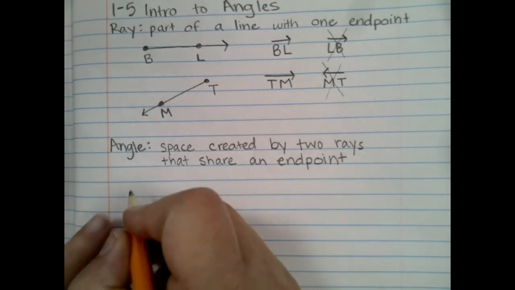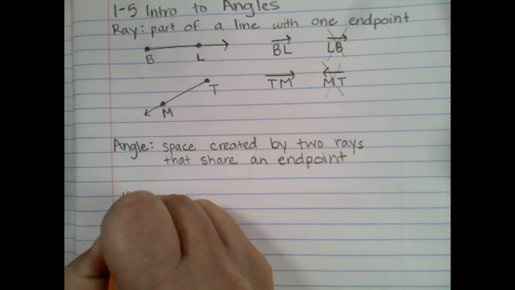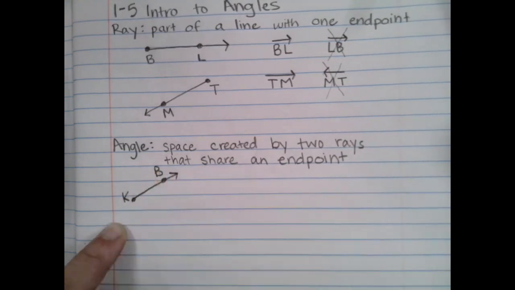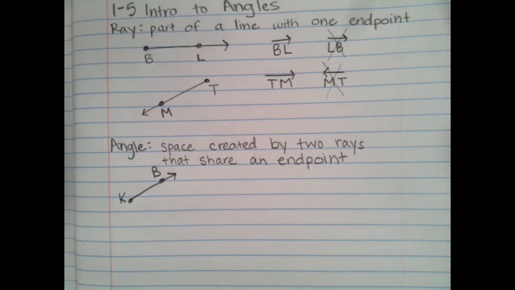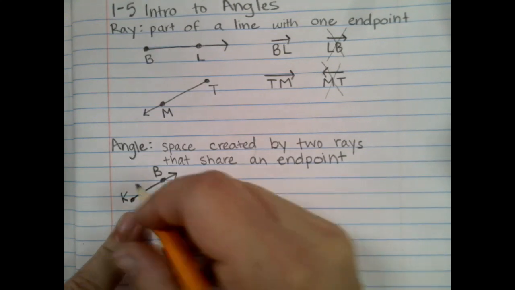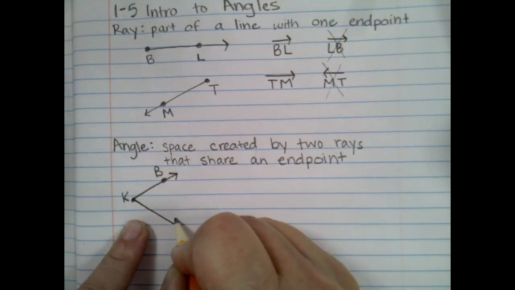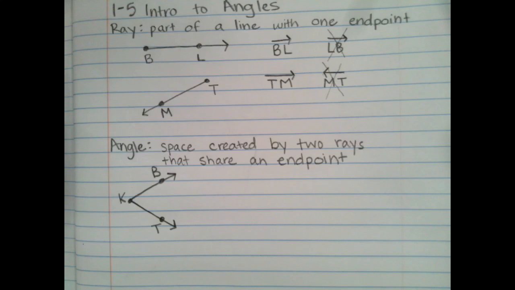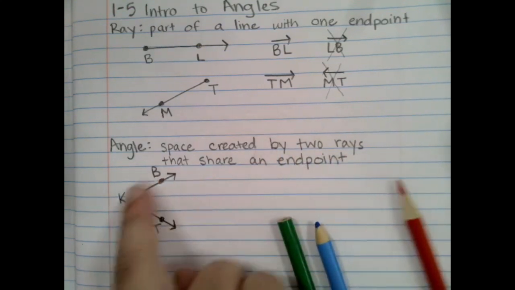All right, so if I start with a ray here going from K through B, now I'm going to have another ray, but that ray is going to also start at K. But this time it's going to go through a different point like T. All right, as we work on this one, I'm going to use three colored pencils. So I'm going to use red, blue, and green. If you want to use red, blue, and green, you can. Just to show the different parts, because we have to now talk about all the parts of this angle.